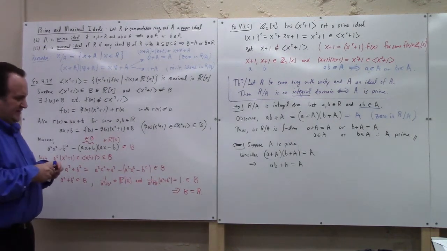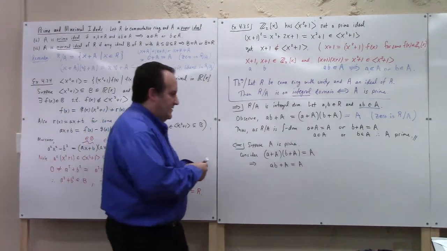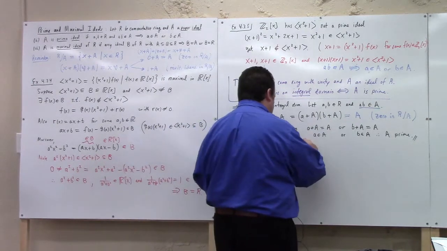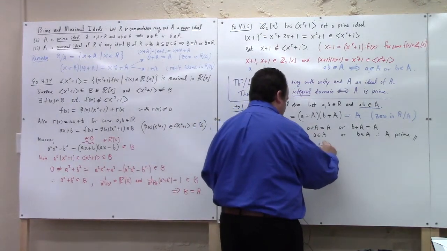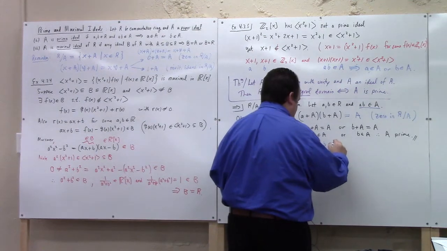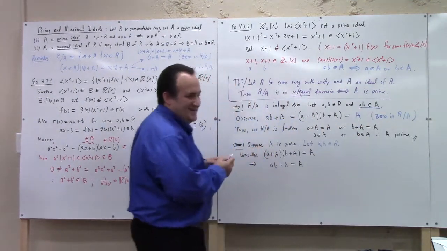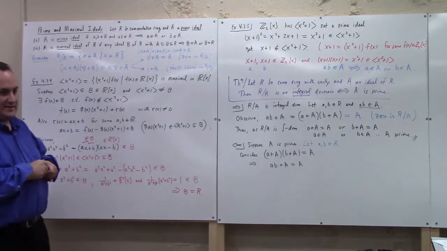And I guess I'm missing something. The thing I'm missing is, it's kind of silly, but here it is. I should have said, let A and B be elements of the ring. There you go. Okay. Sorry, I forgot to say that.